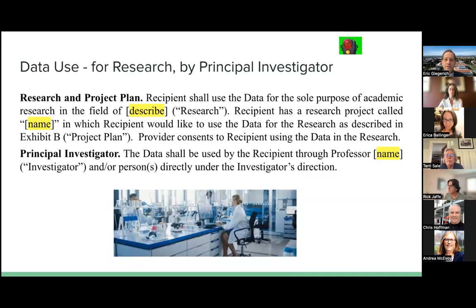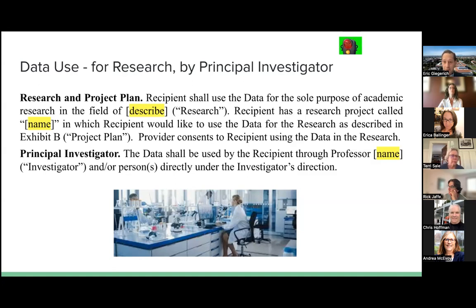So, permitted uses and restrictions. This is an important part of a data use agreement. Providers don't often want to give a data use agreement for you to do just anything. They often put in restrictions. Permitted uses: you can use it for these things, and you can't use it for these things. And so usually it would be that you can use it for research and educational purposes, not for commercial purposes, or people under the principal investigator's direction can use it, but nobody else.